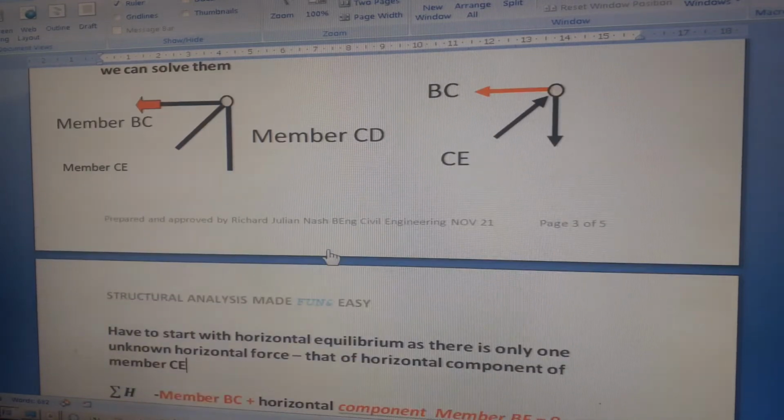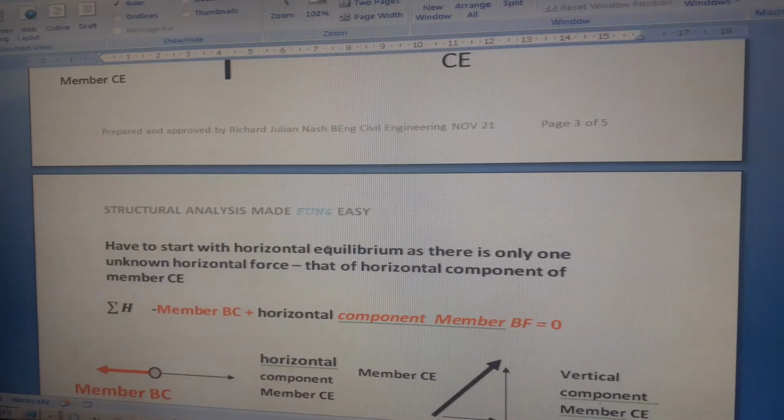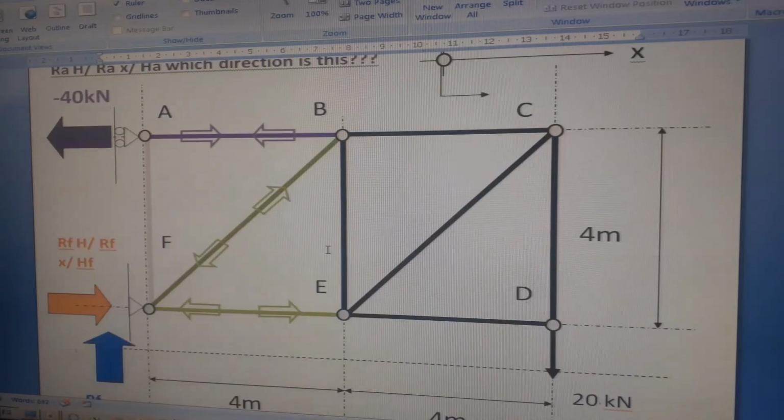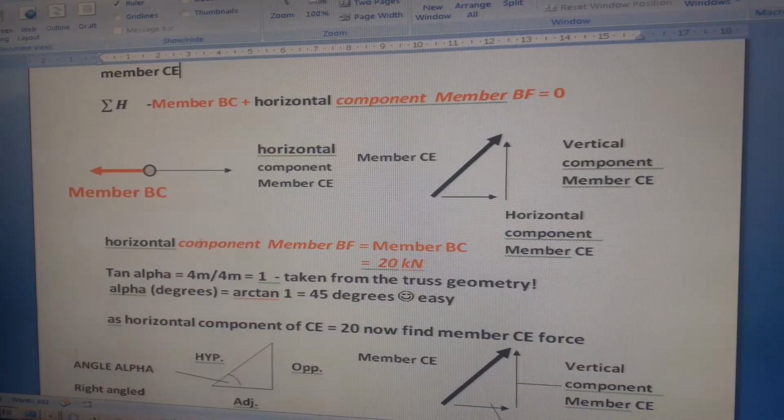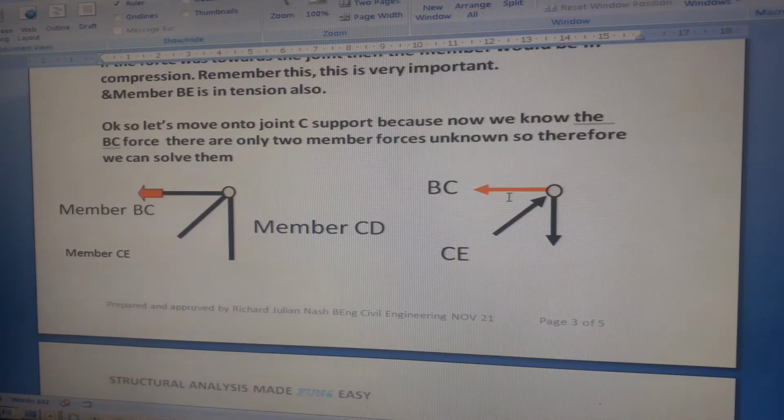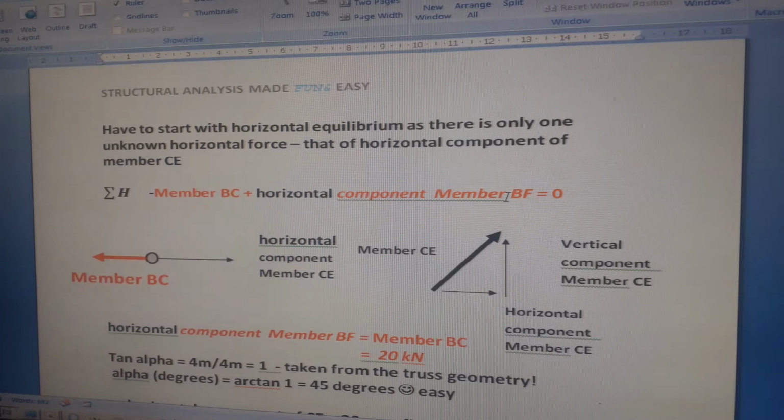So minus member BC, because it goes from right to left, plus the horizontal component of member CE. If you look at the diagram at the top, member BC, right to left, must equal the horizontal component of member CE. That means if we draw out member CE with the vectors, and the horizontal component goes from left to right, it's probable that the vertical component goes upwards. It could be downwards, but I assumed that it was upwards. Yes, it has to be.